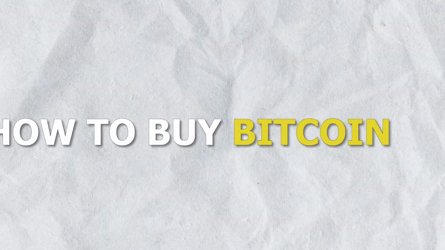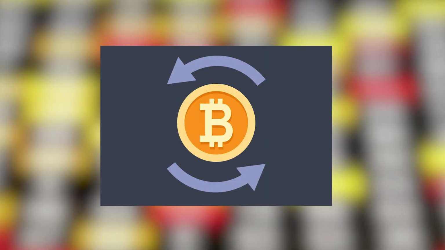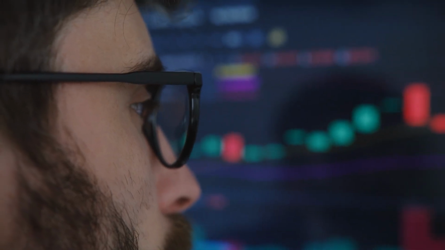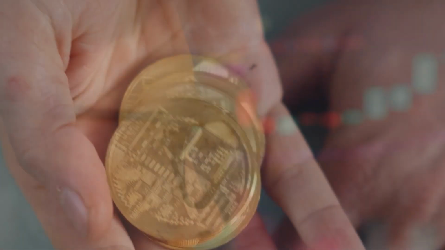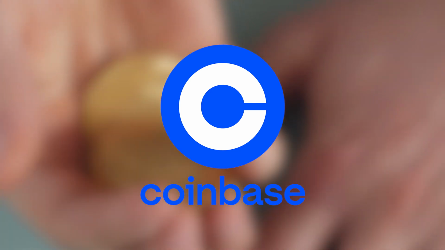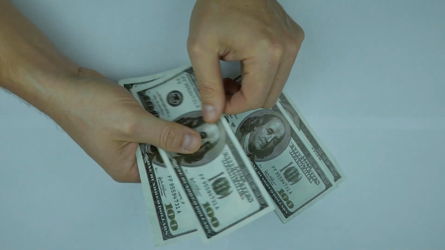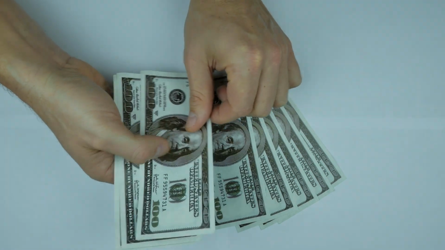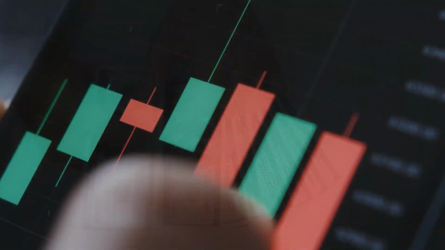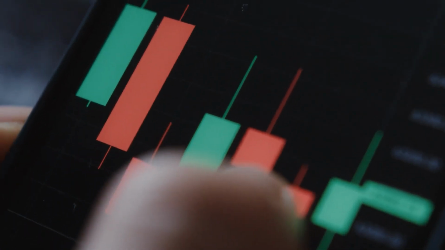How to buy Bitcoin? There are a few different ways to buy Bitcoin. One way is to use a Bitcoin exchange. A Bitcoin exchange is a website or platform that allows you to buy and sell Bitcoin. Some popular Bitcoin exchanges include Coinbase, Kraken, and Binance. To buy Bitcoin on a Bitcoin exchange, you will need to create an account and deposit funds. Once you have deposited funds, you can then buy Bitcoin by placing an order. The price of Bitcoin can fluctuate, so it is important to check the current price before you place an order.